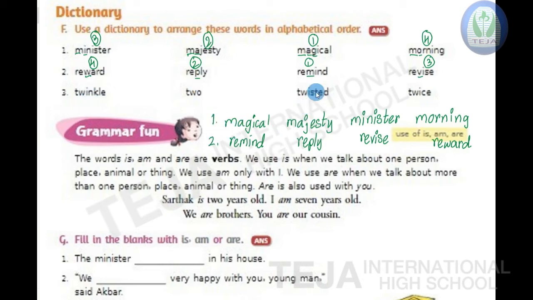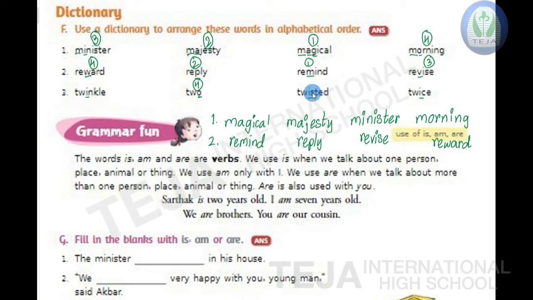Now we'll see the fourth alphabet. Here the fourth alphabet in first word is N, second one is S, third one is C. Whereas the second word, its O is there, so O will come after the I. So the last word is two, TWO.